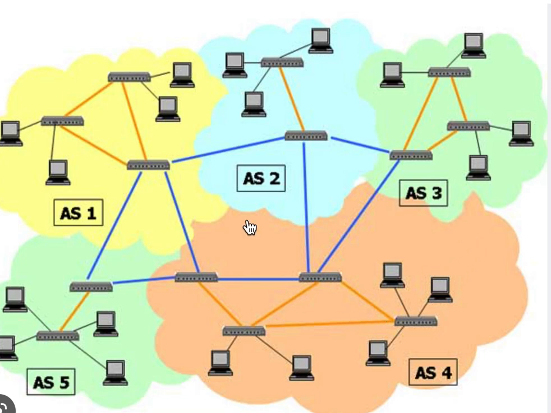So I hope this is clear how various areas in an autonomous system connect to each other and what is a backbone router.